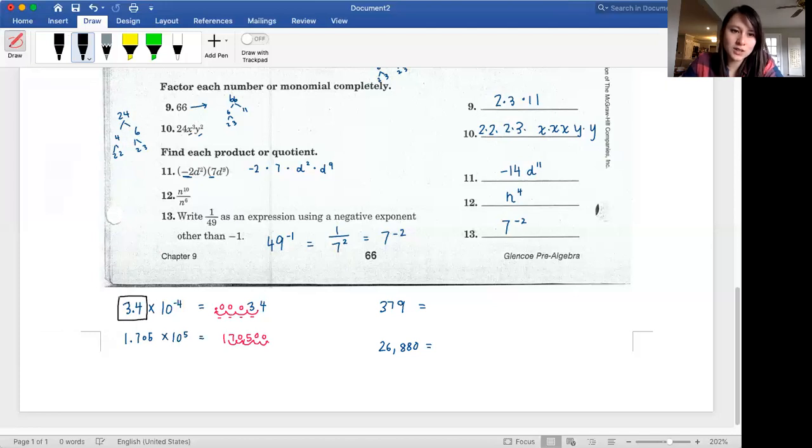and 10. So this is 3.4. It's written as a number between 1 and 10. You've got to put your decimal in a place that makes your number between 1 and 10. So if you're looking at this, we have to think about where are we putting our decimal to make this a number between 1 and 10. It's going to go right there.